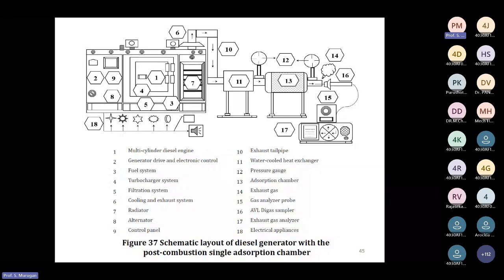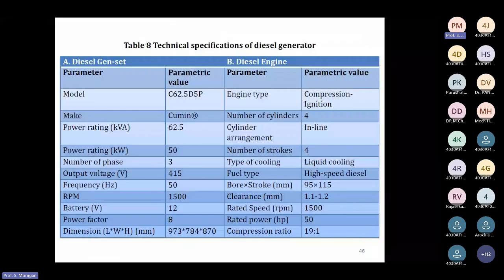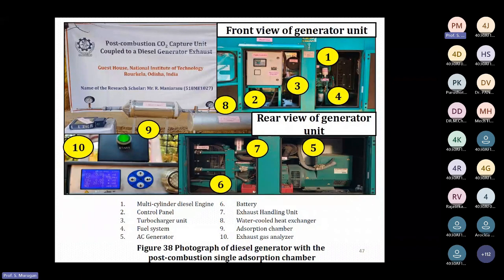So here, of course, we chose a diesel generator with a capacity of about 62.5 kVA. The power output of the diesel generator was 62.5 kVA. So that was chosen and that was used. Here, this is a photographic view of the diesel generator which we used for measuring the CO2 emissions after capturing the CO2 in the exhaust of the generator using this absorption chamber.